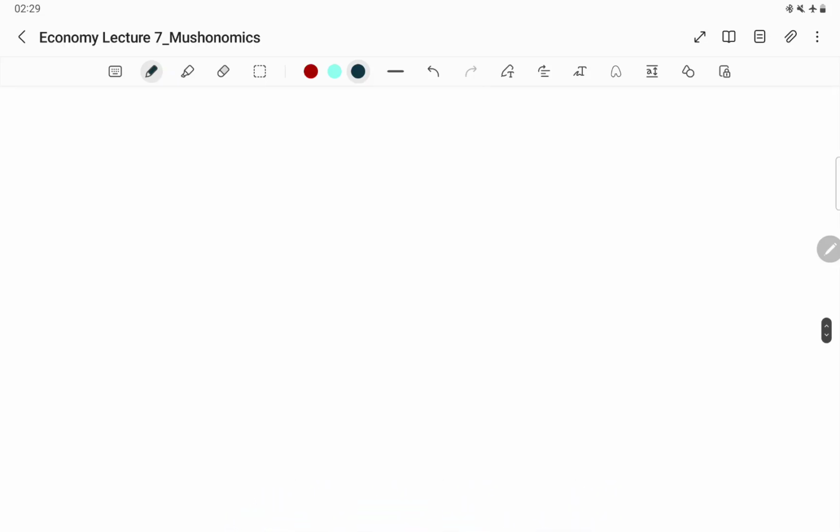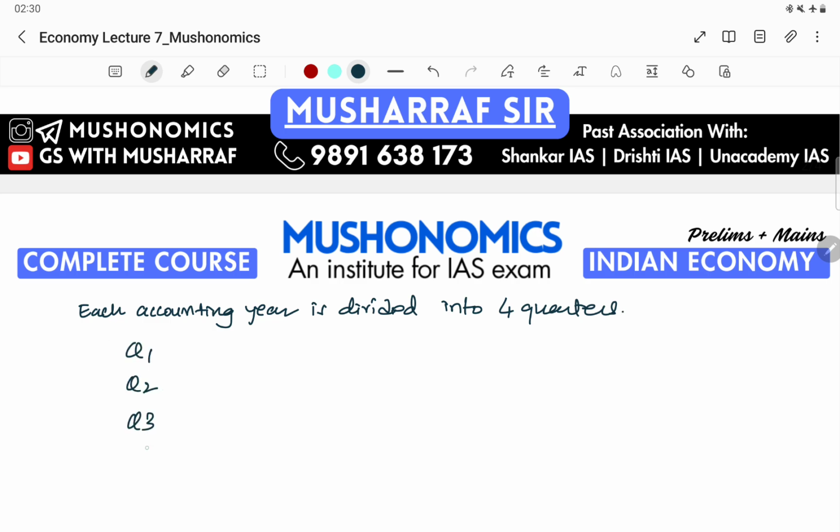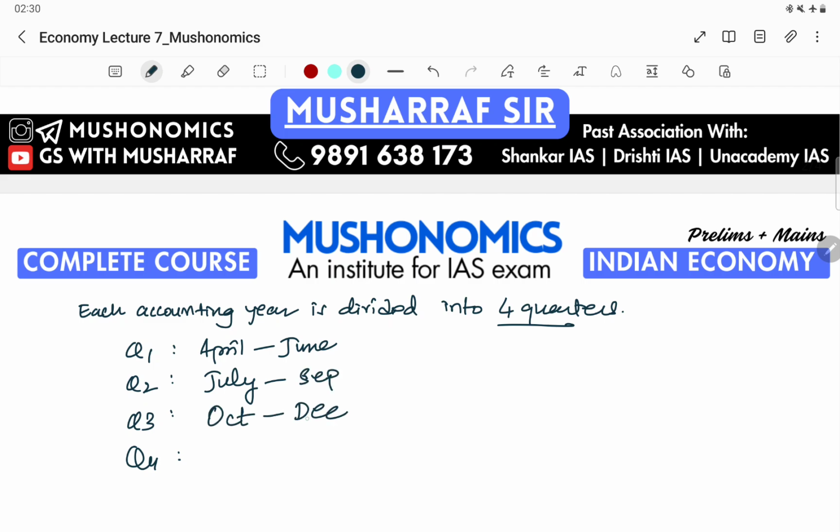And each accounting year is divided into 4 quarters. What are these 4 quarters? Quarter 1, quarter 2, quarter 3, quarter 4. Quarter 1 is from April to June. Then the second is from July to September. The third quarter is from October to December, and the fourth quarter is from January to March. So each accounting year is divided into 4 quarters: April to June, July to September, October to December, January to March.